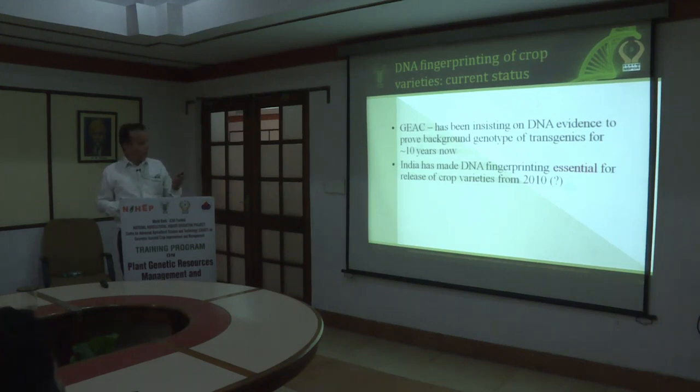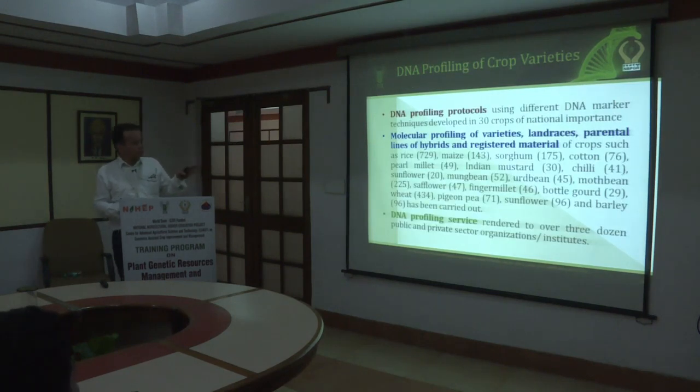So we have made, as I told you in the previous slide, fingerprinting essential for release of crop varieties. Whatever variety is to be released now, until and unless those profiles are attached, which we provide from our lab, it won't be released. So this is some of the development in our labs here. Protocols have been developed using different marker techniques in 30 different crops of national importance. Molecular profiling of varieties, landraces, parental lines of hybrids, and registered material of crops such as rice, maize, sorghum, cotton, pearl millet. This is listed.